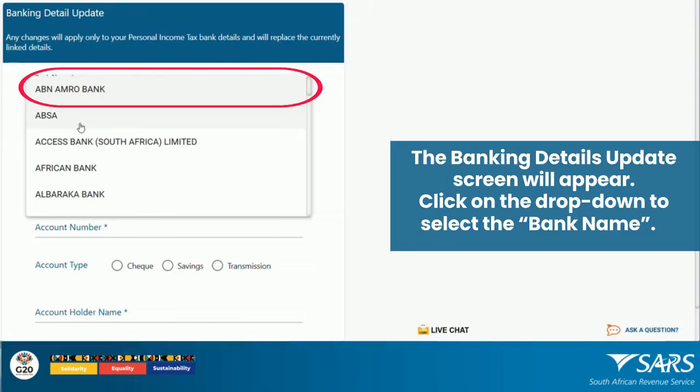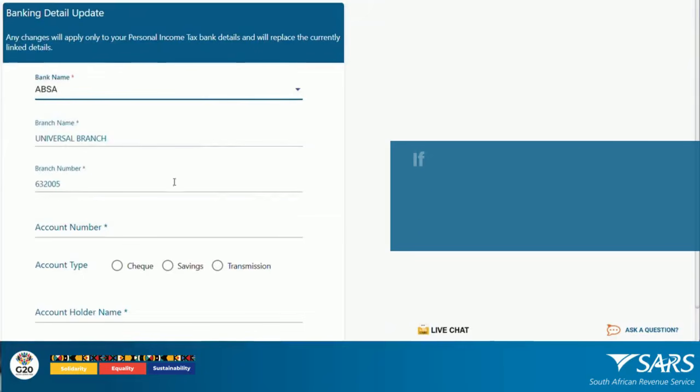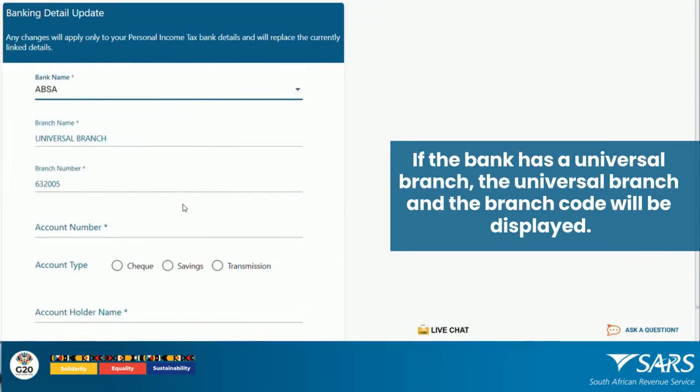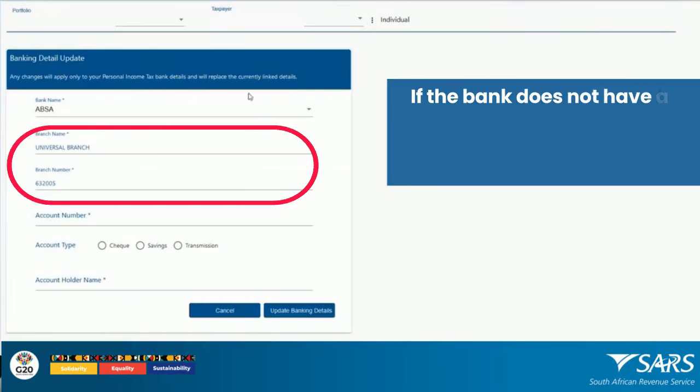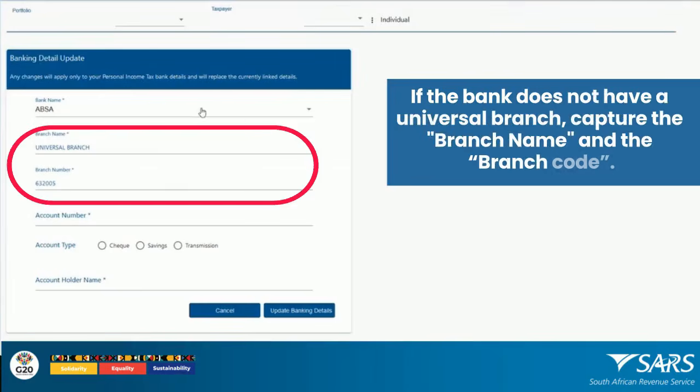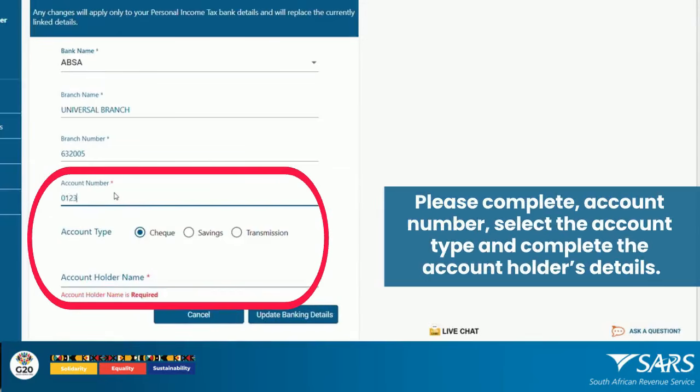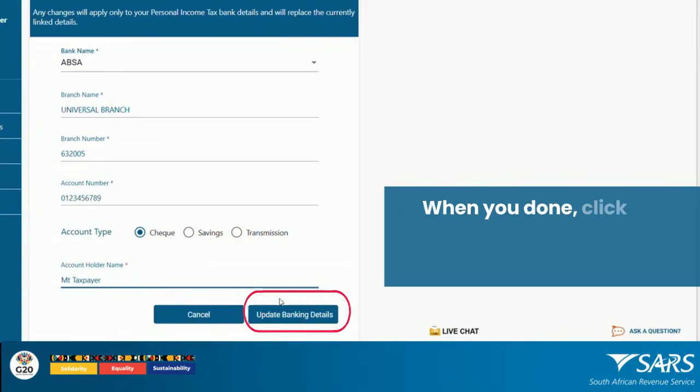Click on the drop-down to select the bank name. If the bank has a universal branch, the universal branch and the branch code will be displayed. If the bank does not have a universal branch, capture the branch name and the branch code. Please complete the account number, select the account type, and complete the account holder's details. When you're done, click on Update Banking Details.